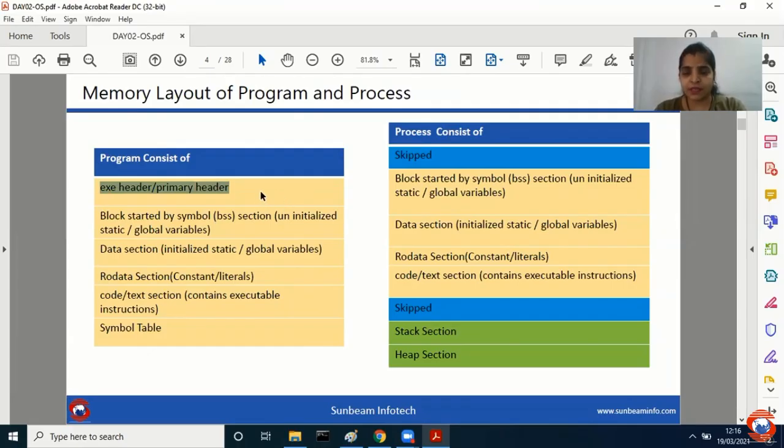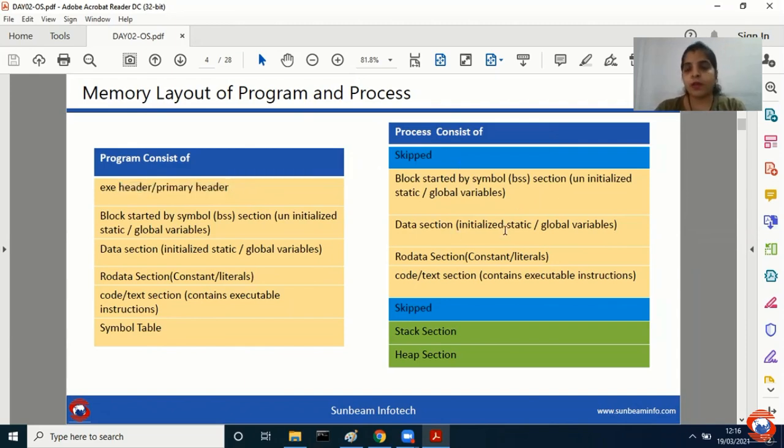What is the basic information about the file? It fetches that information from this primary header. That's the reason when the program becomes the process, this section is skipped, because यहाँ से ही वो information fetch करता है operating system और आपके program को process बनाता है.